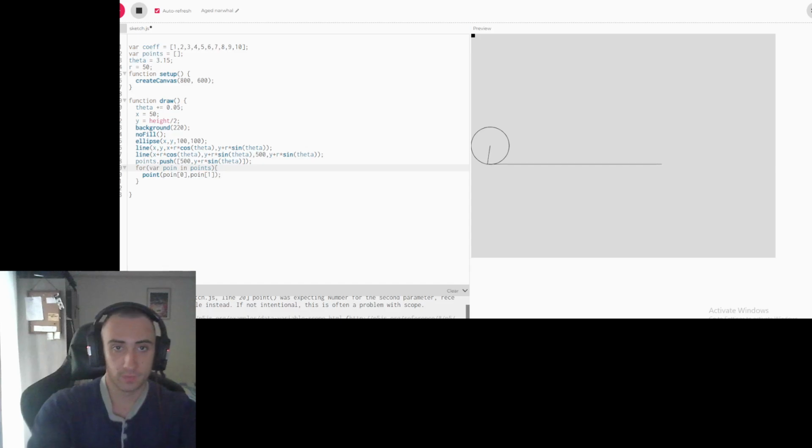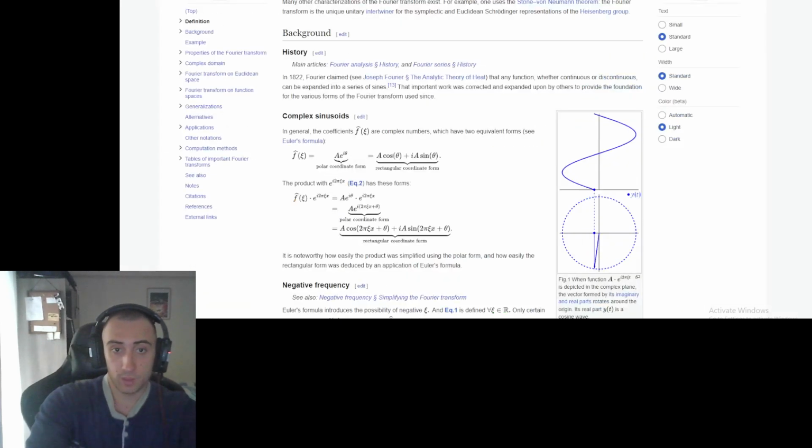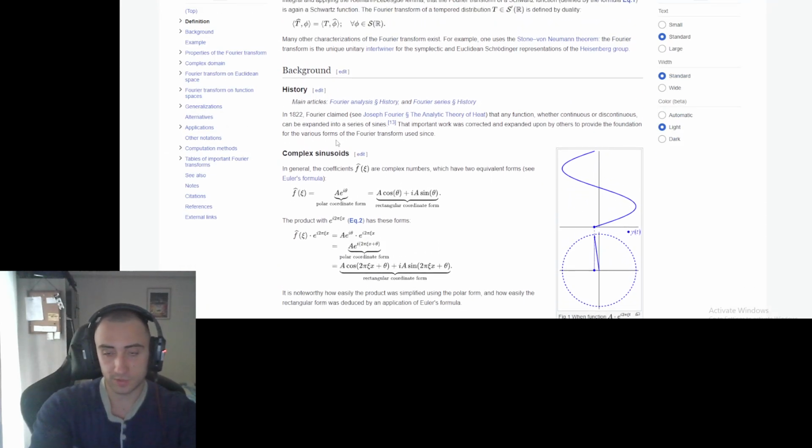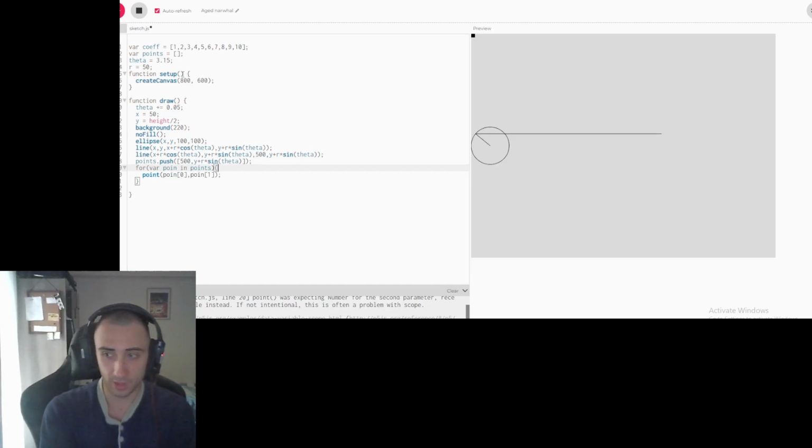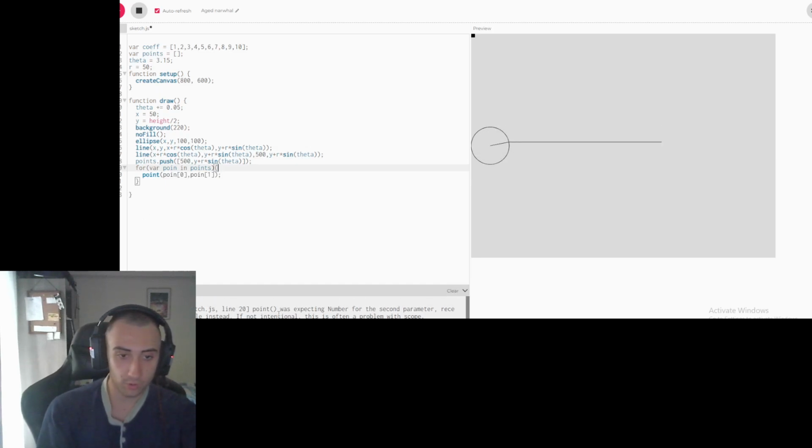Why? Why is it like that? Come on. My brain should be able to know this. Point was expecting a number for the second, received an empty variable instead.